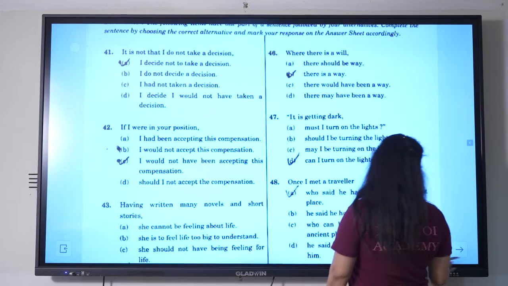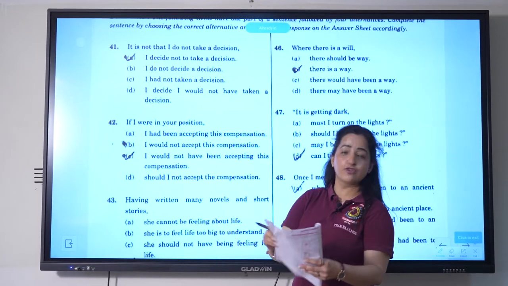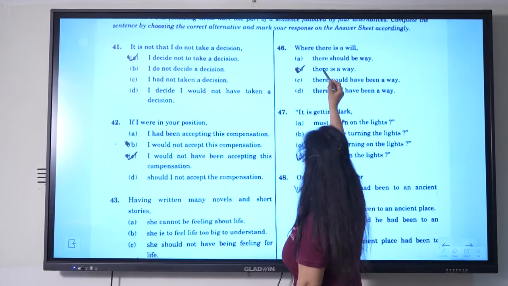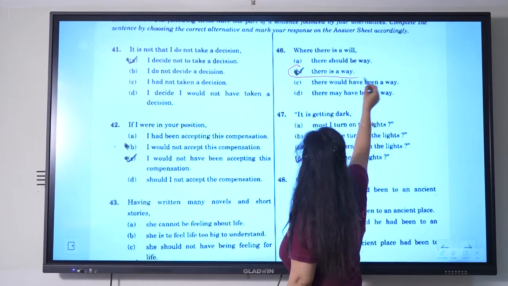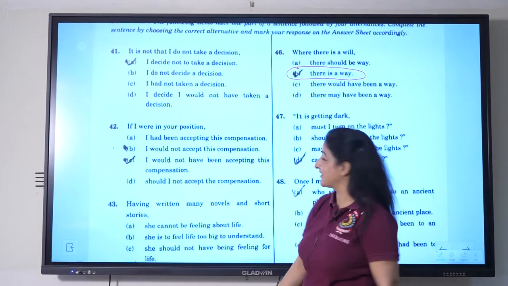Okay, UPSC was in a good mood, I guess, here. Some low-hanging fruit. Look at this question, where there is a will. So we know the answer is, there is a way. In Hindi, you say, jahan chaah, wahan raah.